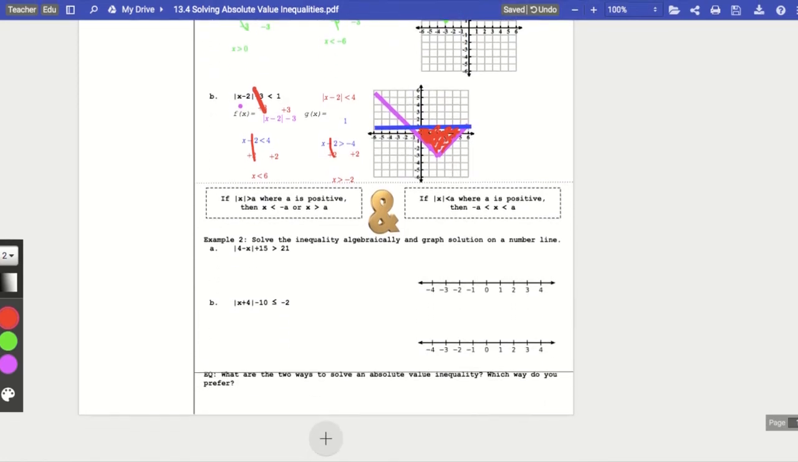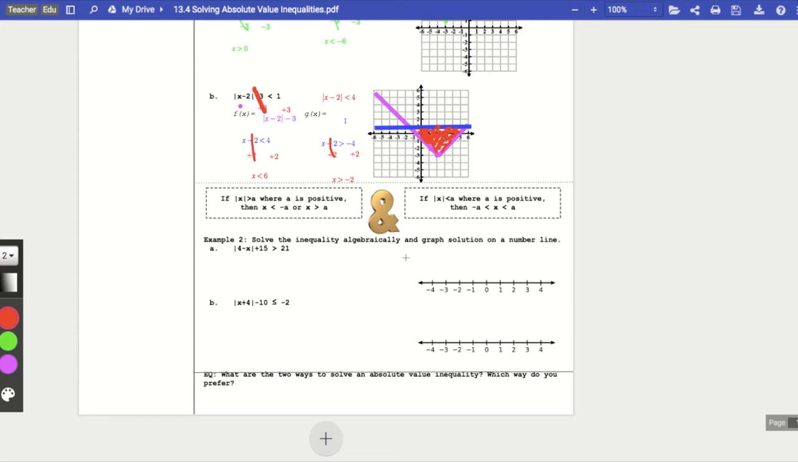All right, so then the other method that we talked about for solving inequalities was on a number line. So again, we're looking at if the absolute value of x is bigger than a, where a is positive, then x is less than negative a, or x is greater than a. And same thing over here, if absolute value of x is less than a, where a is positive, then negative a is less than x, which is less than a. So let's go ahead and take a look at this.